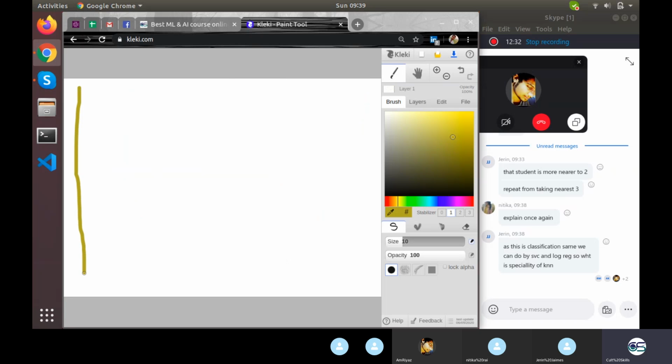So we have a graph with some red points. Okay, so 3, 3, 6 and 1, 7. Let's make them 10. 8, 9, 10. So there are 10 red points and there are 10 blue points.